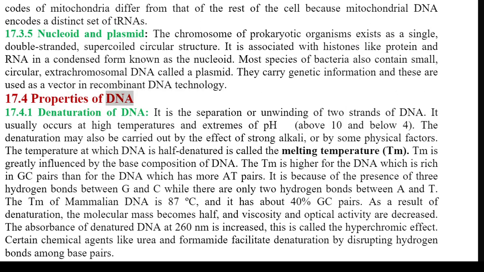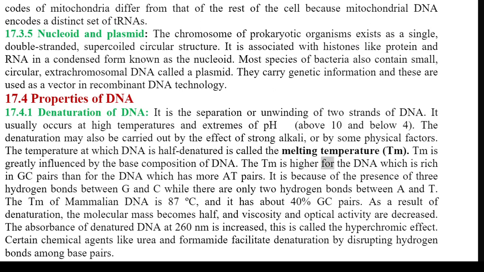17.4 Properties of DNA. 17.4.1 Denaturation of DNA. It is the separation or unwinding of the two strands of DNA. It usually occurs at high temperatures and extremes of pH, above 10 and below 4. The denaturation may also be carried out by the effect of strong alkali, or by some physical factors. The temperature at which DNA is half denatured is called the melting temperature, Tm. Tm is greatly influenced by the base composition of DNA.